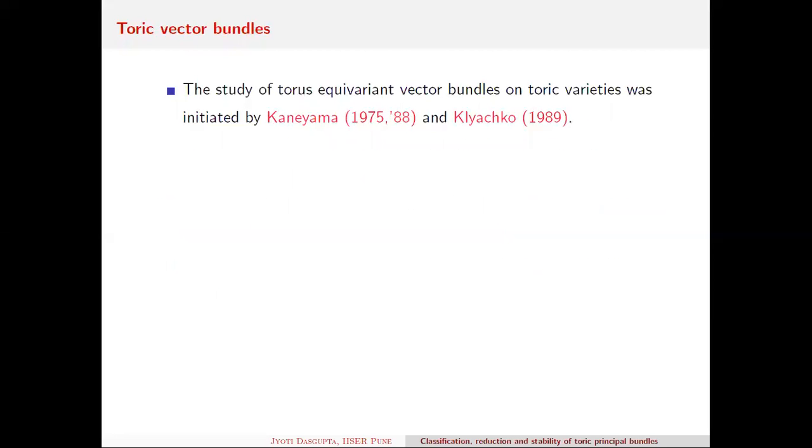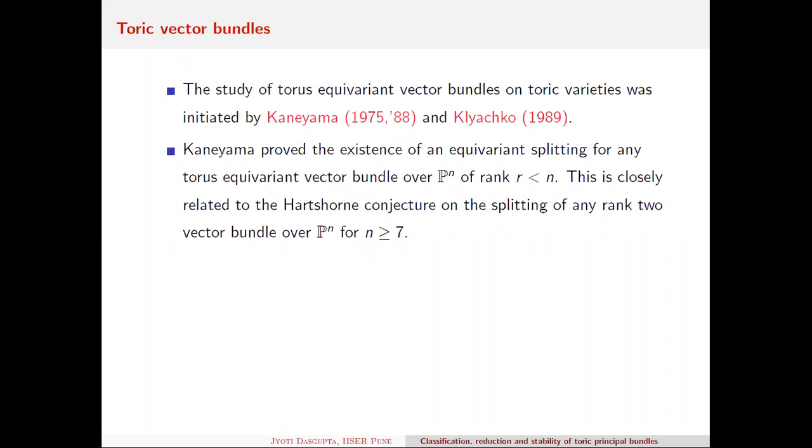So now one can consider a vector bundle equipped with torus action, and the study of such vector bundles on toric varieties was initiated by Kaneyama and Klyachko, and that had some remarkable applications. For instance, Kaneyama proved the existence of an equivariant splitting for torus equivariant vector bundles over P^n of rank r, which is less than the dimension of the projective space.